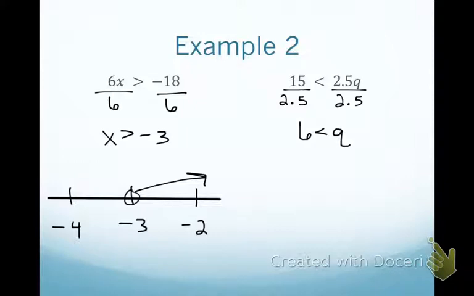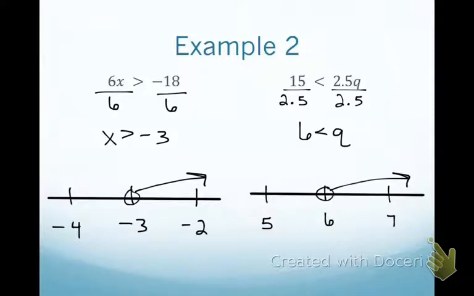Okay, so Q is greater than 6. So open dot on 6. Did your arrow go right? Okay, so walking around, I think a lot of you guys are really catching on to this. It's just getting those arrows graphed in the correct direction. So read the variable first. Q is greater than 6.